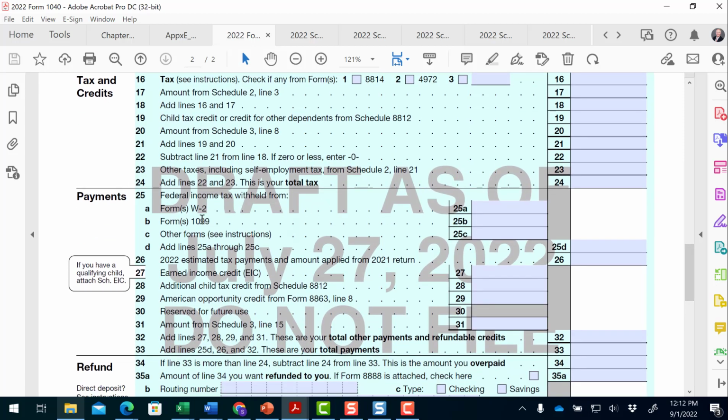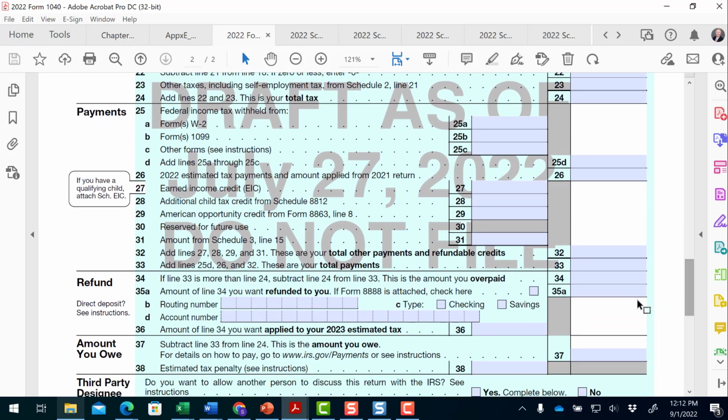Here's your payments section. That includes, of course, what was withheld. It also includes any estimated payments you've made. Sorry, it doesn't highlight because of that draft watermark. It also includes refundable credits, right? Credits that you can get back in excess of what your actual tax is. And don't worry, we'll get to refundable credits eventually.